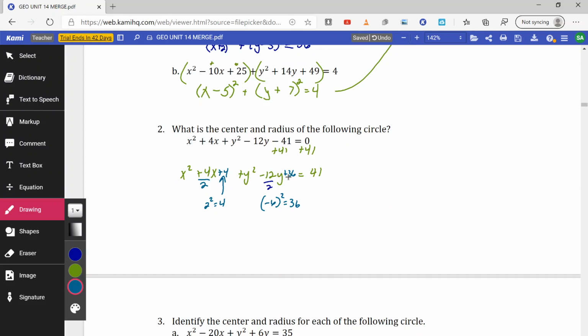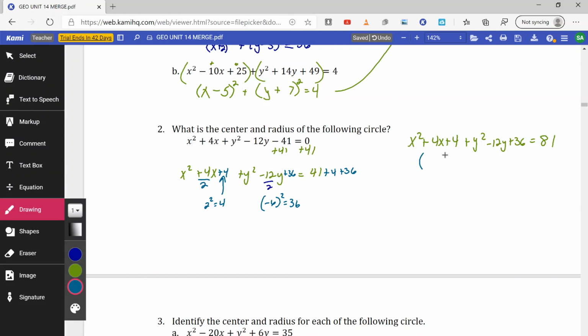Now again, the rule of math is what you do to one side, you do to the other. So in this case, I added 4 and 36, so I have to add 4 and 36 to the other side as well. So now our new equation is x squared plus 4x plus 4 plus y squared minus 12y plus 36 gives me, and then 41 and 4 and 36 will give me 81.